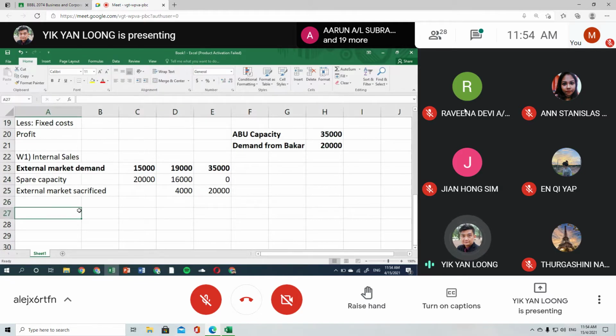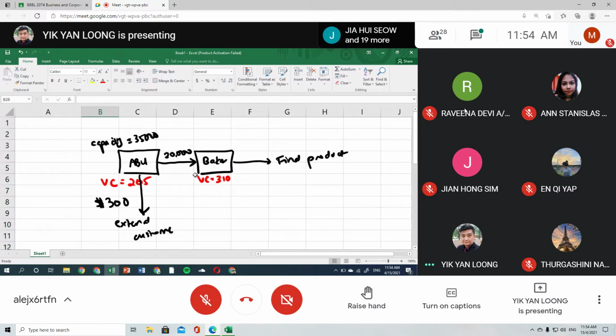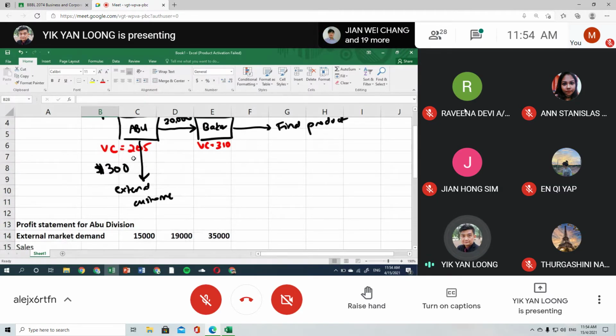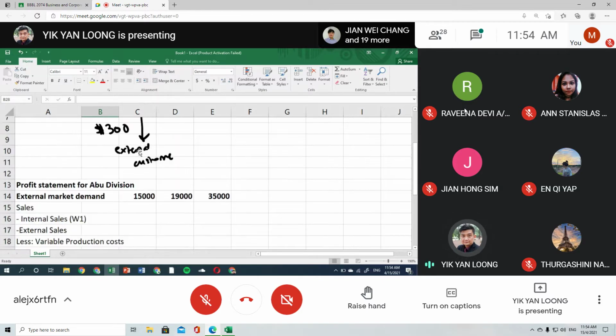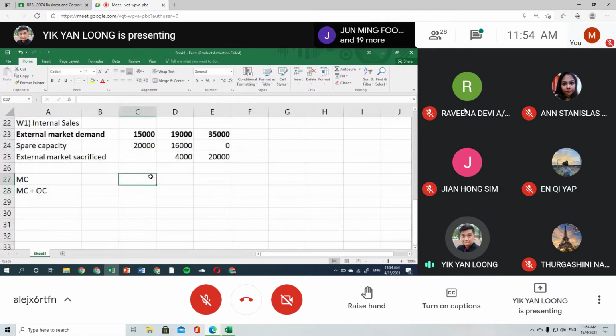In this case, what we need to do here is calculate the transfer price. The first one is based on marginal cost. If you're going to produce based on spare capacity, the transfer price will be based on the marginal cost only. But if you need to sacrifice external market, it will be marginal cost plus the opportunity cost. How much is the marginal cost of production? In this question, Abu's variable cost is 205, so the marginal cost will be 205.